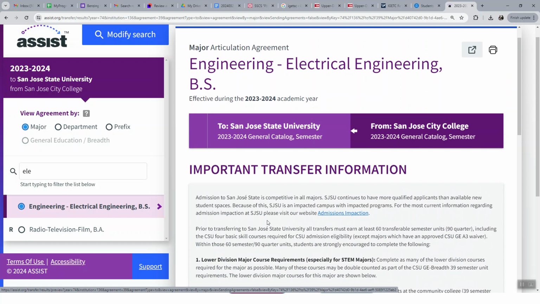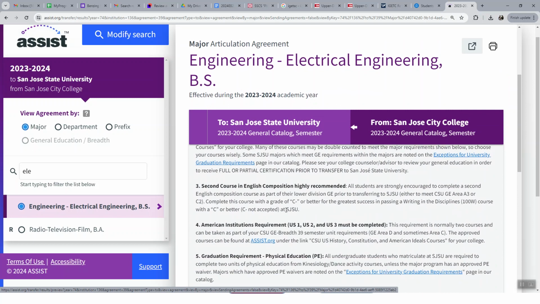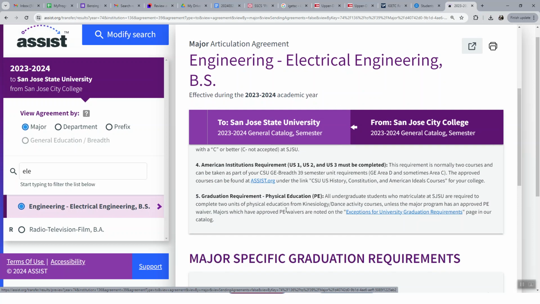It talks about the GE. I'm going to talk about that later because it's god awful to figure out. I'll tell you that.